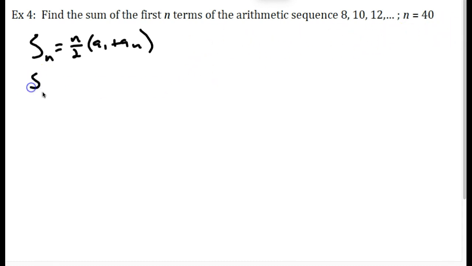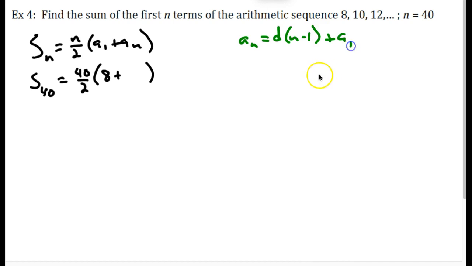So we're setting this up as S sub 40 equals 40 over 2 times the first term, which we can see is 8, plus, but we got to figure out what the last term is. Well, again, to do that, we're going to need to set up our formula. So a sub n equals d times n minus 1 plus a sub 1. So I know that I can see my common difference is I'm adding 2 every time.